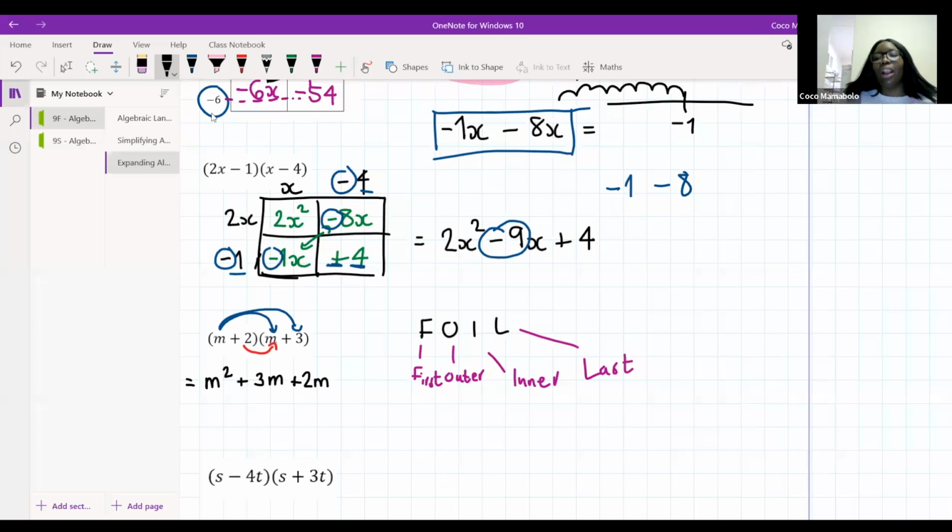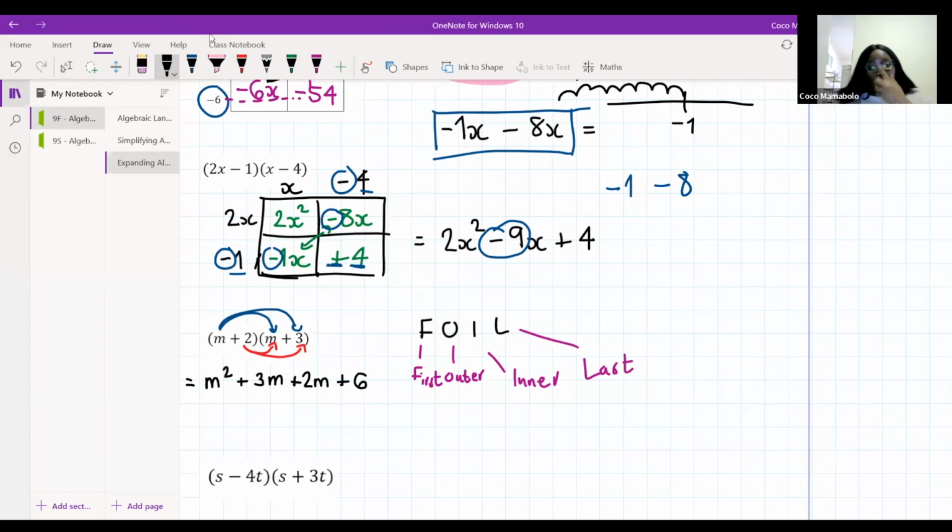And then we'll take the last numbers. 2 is the last number in this bracket, 3 is the last number in this bracket, and we multiply those two together. 2 times 3 will give us 6, positive 6, because a positive and a positive will give us a positive.